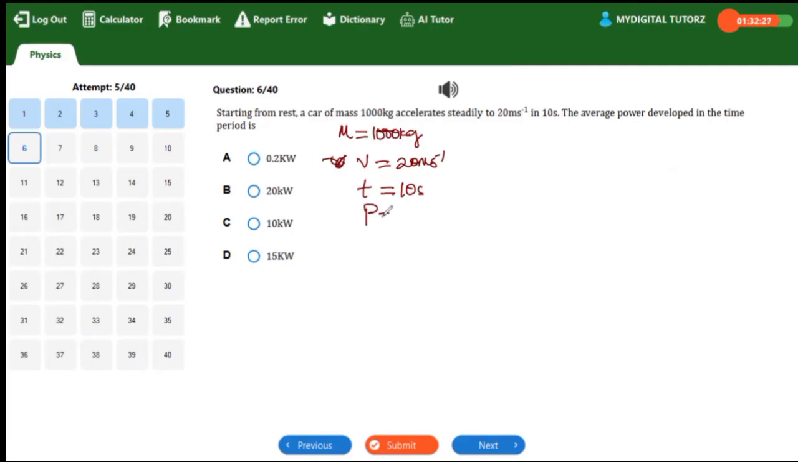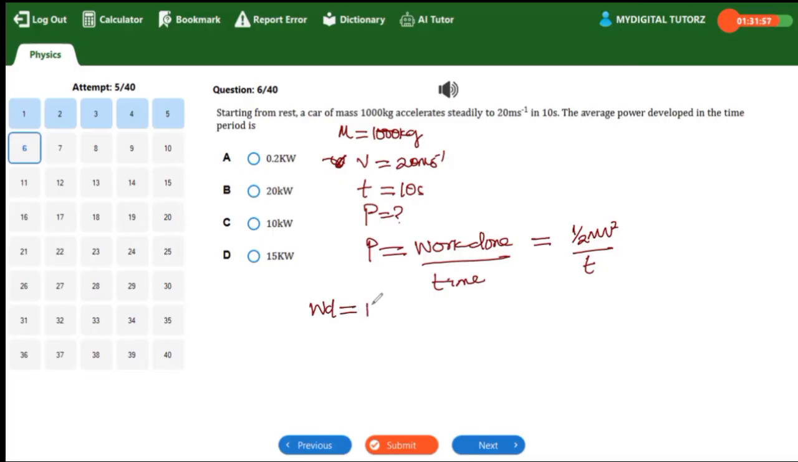So we're looking for power. Power, remember, is equal to work done all over time. But this time around, the work done is entirely converted into kinetic energy because the body is accelerating, which is half mv squared all over t. So our work done is equal to the kinetic energy, which is equal to half mv squared.